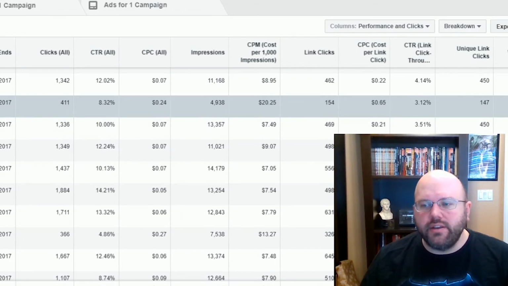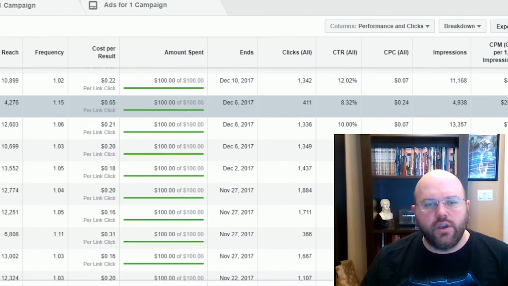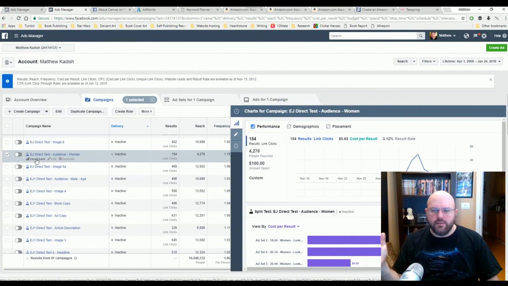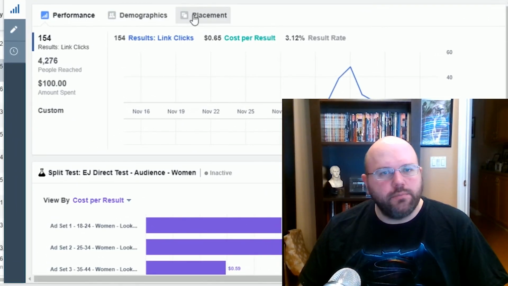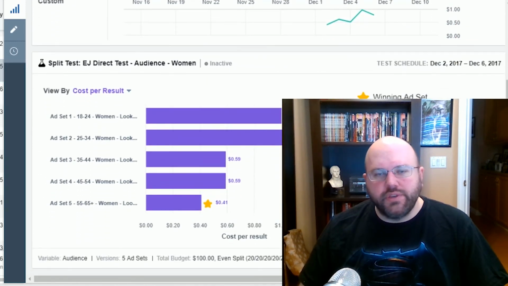Okay, so now that you know how to find your click-through rate and your cost per click and all that good stuff, we're going to go in and start looking at this data. So if we go over here and choose View Charts, we're going to get this little window that comes out from the side here. And up here, Facebook gives you performance, demographics, and placement. Okay, so we'll get to that in a second. But I want to show you down here, these were the results of my split test.